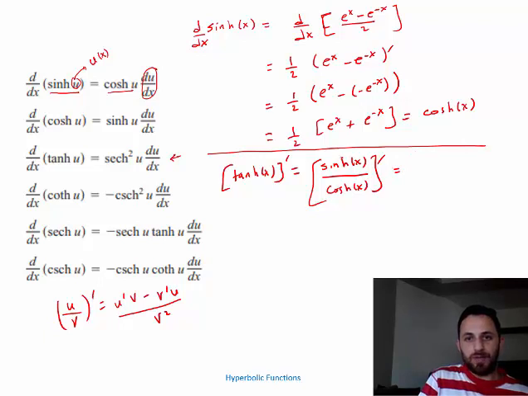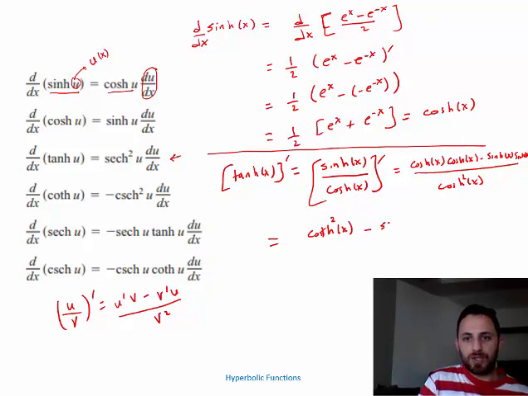So the derivative of sinh is cosh, multiplied by cosh, minus the derivative of cosh, which is sinh, multiplied by sinh, over cosh square. This is equal to cosh square minus sinh square over cosh square.